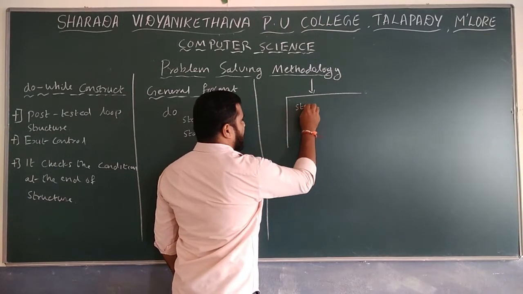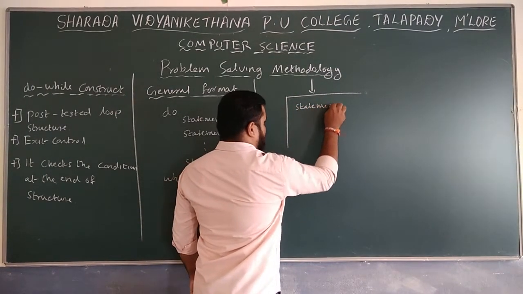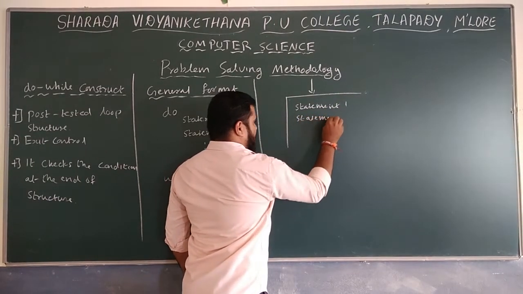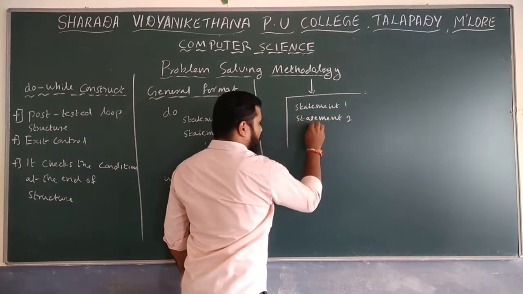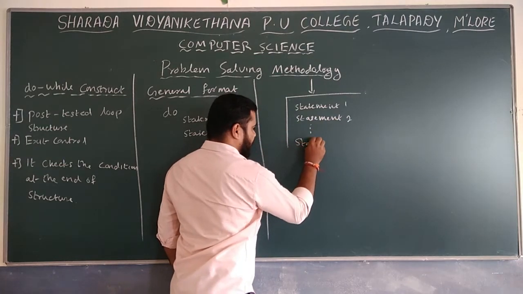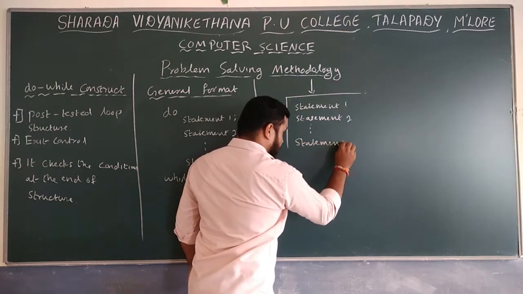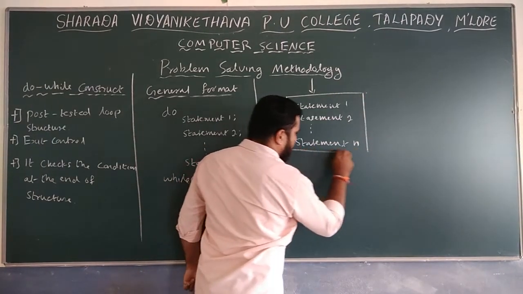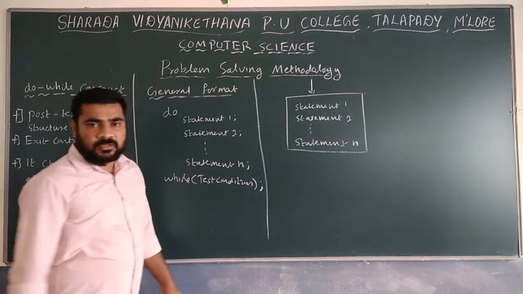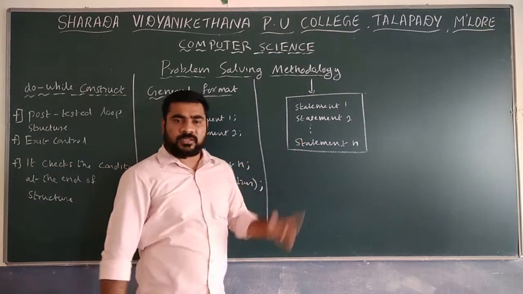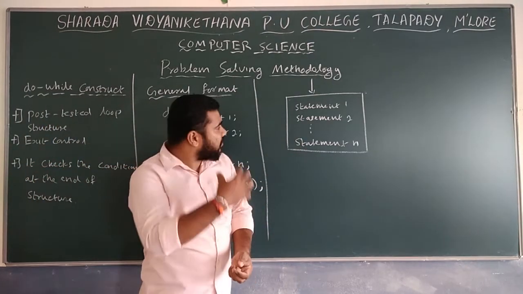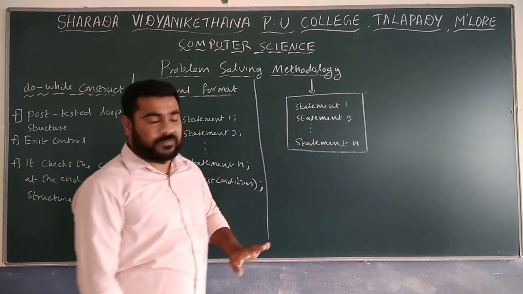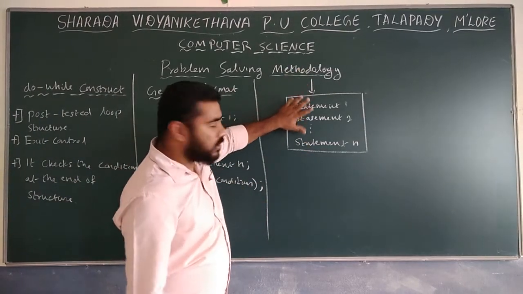So statement 1, statement 2, like that, n number of statements you can write. So a box is required, a rectangular box. You can use a square or a rectangle as you wish. So that is the box. This is the statements. First, control executes the statements.